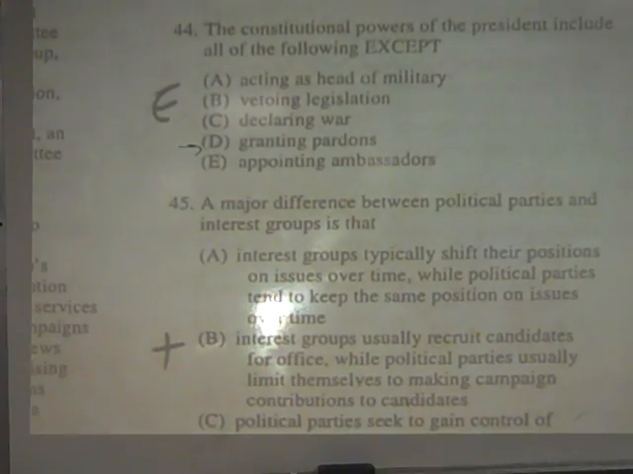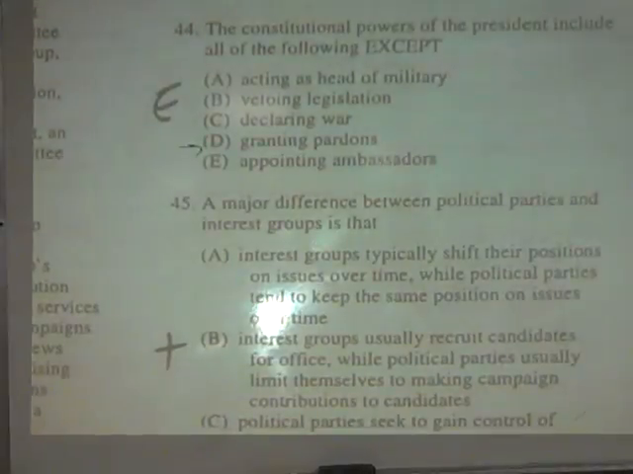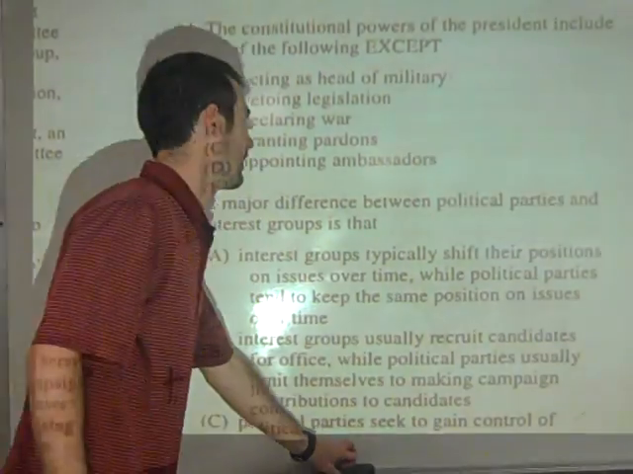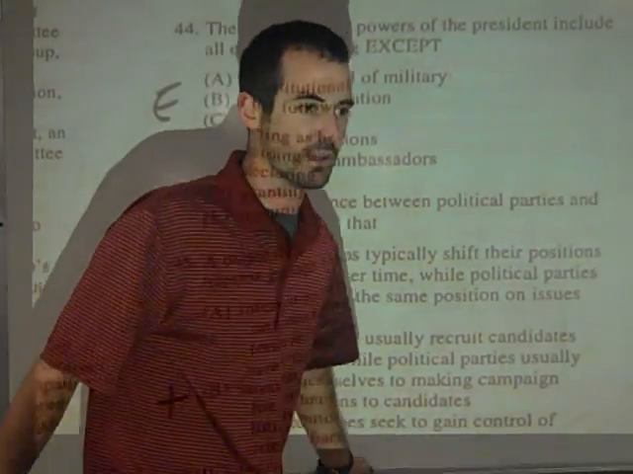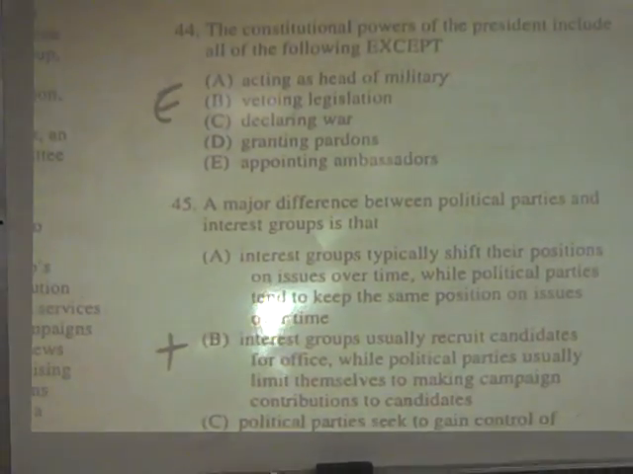The president can grant pardons. The president does appoint ambassadors. It's one of his powers as chief diplomat, appointing ambassadors to foreign nations. But I didn't even have to worry about that. C is definitely the right answer. Whew.